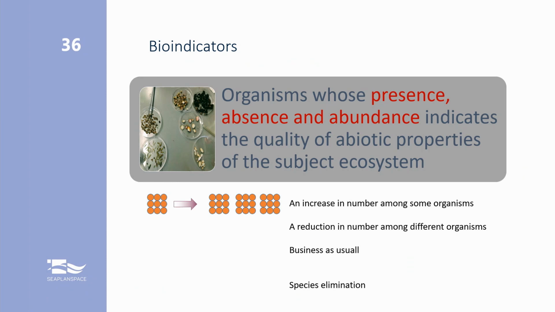So what happens when there's some change in the environment, in the entire ecosystem related, for example, to worsening of environmental conditions? If we are speaking about the benthic communities or individual communities, so this is the base community, here is a change, and what happens after the change? First, we can observe an increase in number among some specific species, or we can see a reduction in number among different organisms, there are different species.